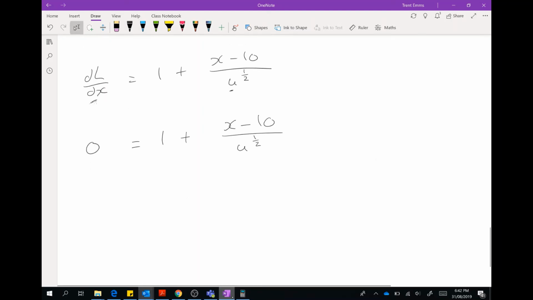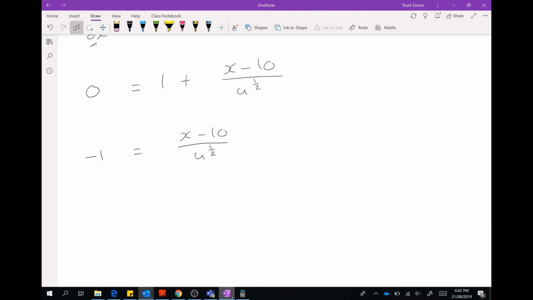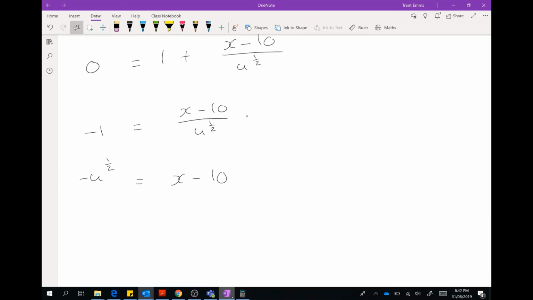Right, subtract 1 on both sides, so we're going to have negative 1 equals x minus 10 over u to the power of a half. Multiply both sides by u to the power of a half, so I'm going to have negative 1 times u to the power of a half is negative u to the power of a half, and timesing this side by u to the power of a half will cancel it, giving me x minus 10. Times both sides by negative 1, that will make this positive, and timesing this by negative 1 will make this 10 minus x.